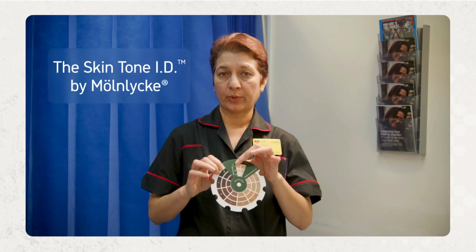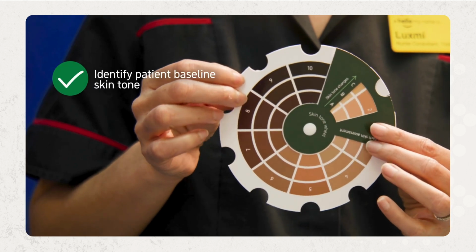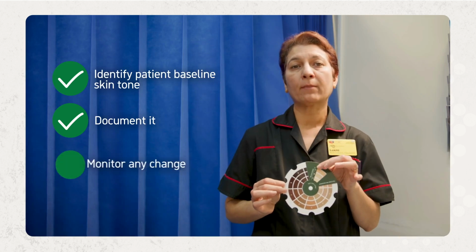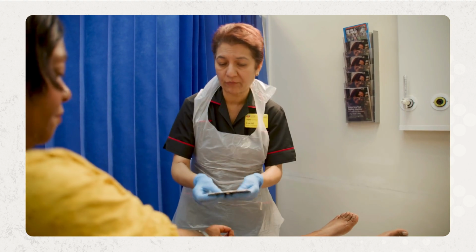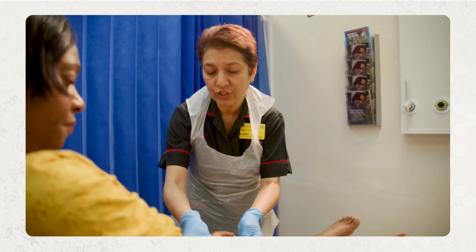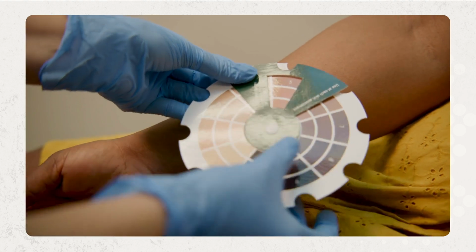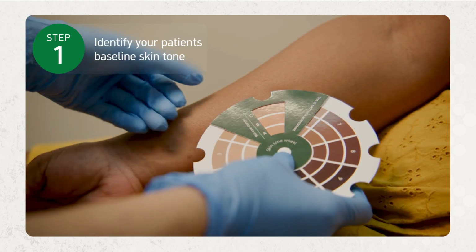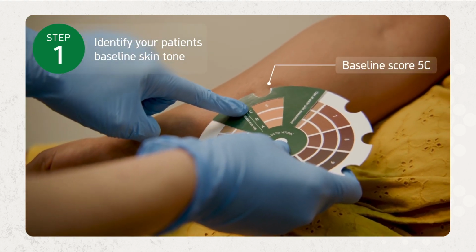Using the skin tone wheel, you can assess patient baseline skin tone from initial assessment, record it accurately, and from there monitor any changes. So we're going to check in your inner arm first, and as you can see, when through the skin tone wheel, your baseline skin assessment, and I'm sure you can check with me, and we both agree it's a 5C. Yeah. So then this is your baseline.